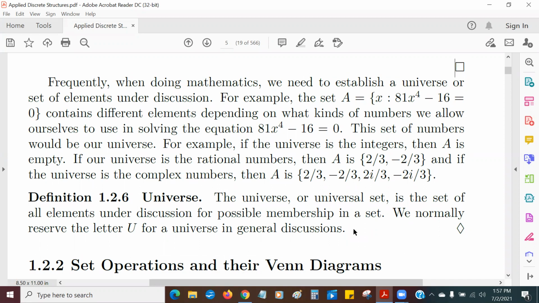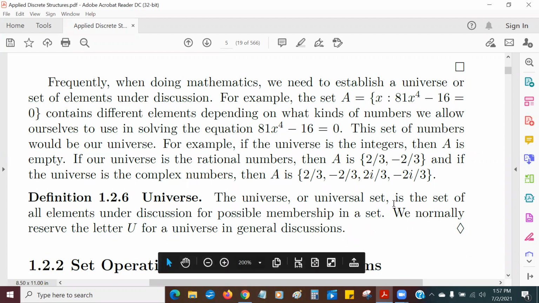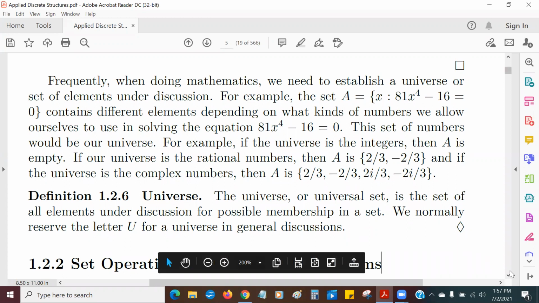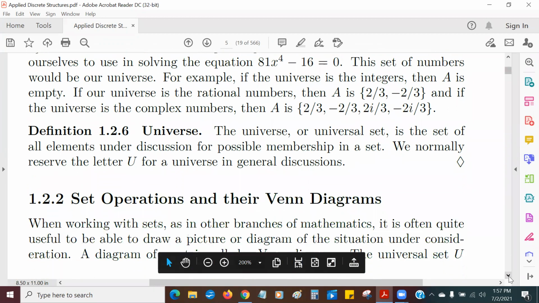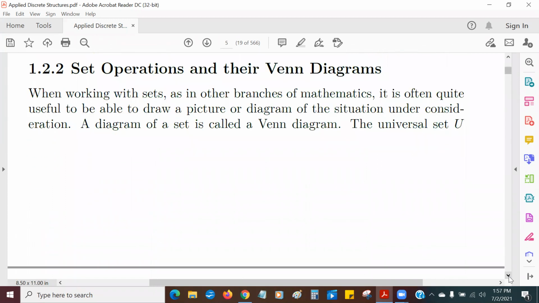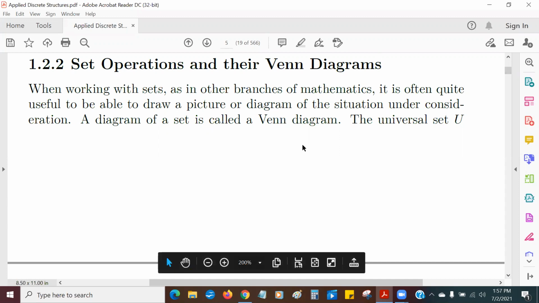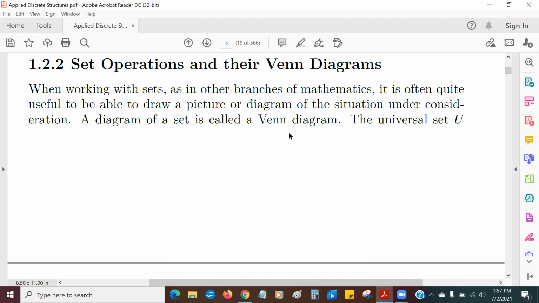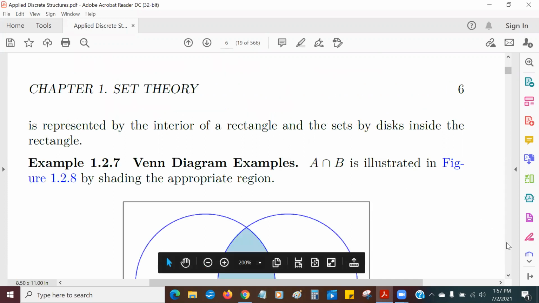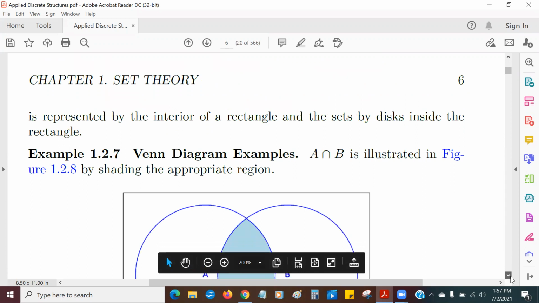All right. Next, moving right along, set operations and their Venn diagrams. When working with sets, as in other branches of mathematics, it is often quite useful to draw a picture. And there's a very famous type of picture we use called a Venn diagram. I'm sure you've seen these before, but let's look at an example.